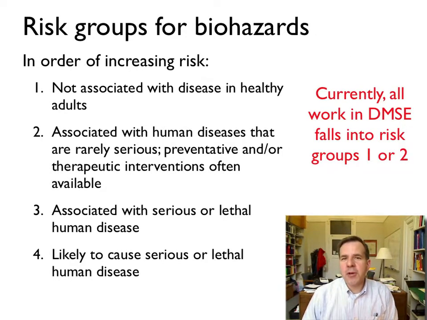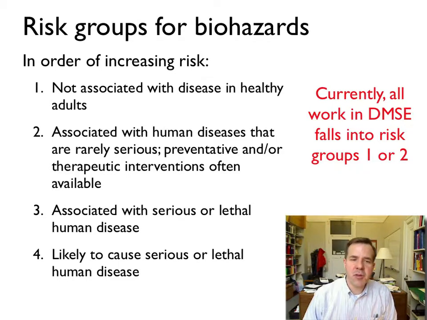Let's talk briefly about the risk groups associated with biohazards. They're lumped into 4 categories from 1 to 4 in order of increasing risk. So the first risk group are organisms that are not associated with any disease in healthy adults. Risk group number 2 are organisms that are associated with human diseases, but these are diseases which are rarely serious and for which there are preventative or therapeutic treatments available. And I'll mention that all of the work which is currently being done in the Department of Material Science and Engineering falls into one of these 2 risk groups.